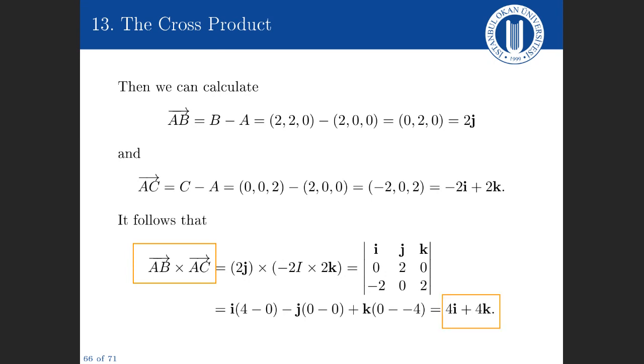I'm going to skip talking about this. I'll leave this for you to double check when you go through this. Please check that the answer is 4i plus 4k.